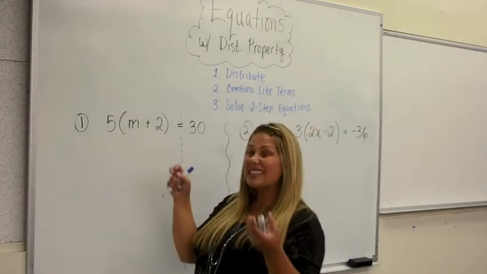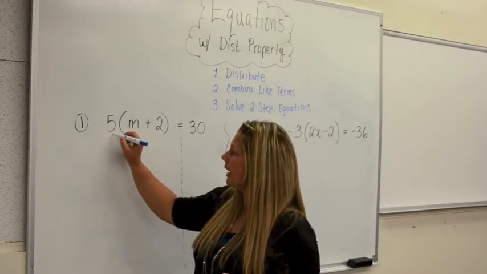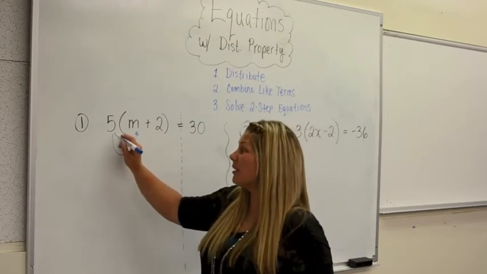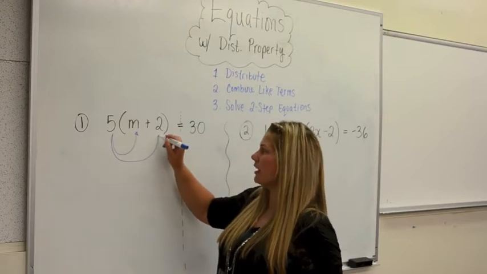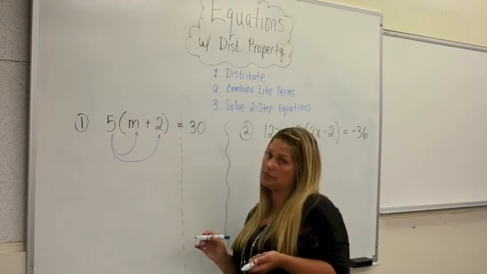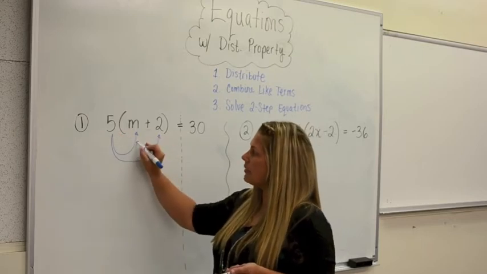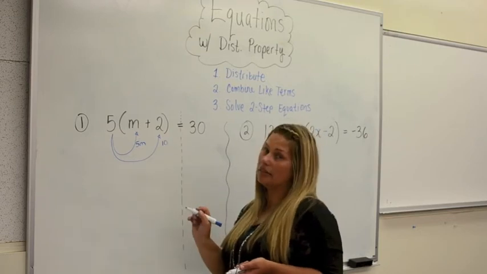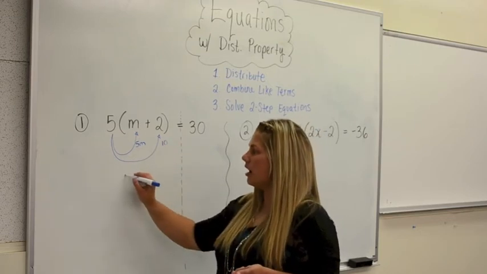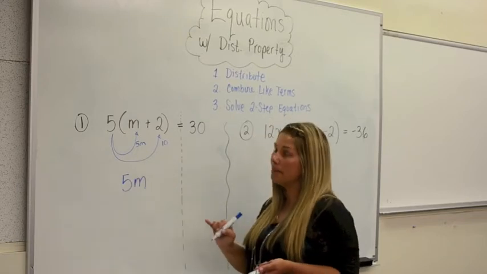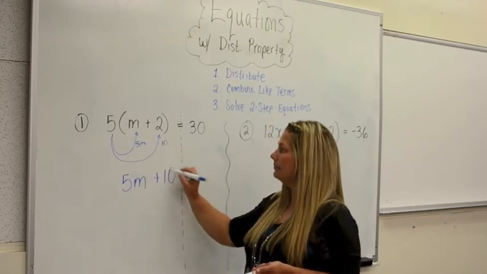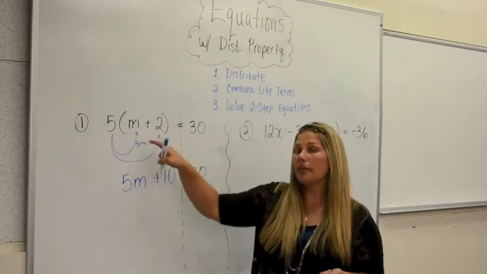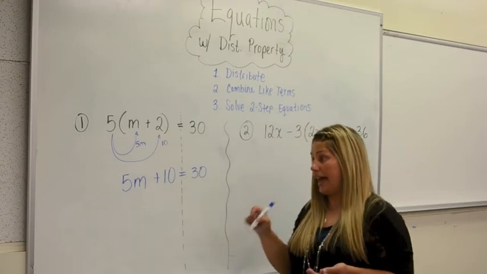So since the 5 is touching the parentheses, we just have to multiply 5 times the m, but it's touching the parentheses, so we have to multiply everything in the parentheses, so we also have to multiply 5 times 2. So 5 times m, we get our 5m, and 5 times 2, we get our 10. So on the left side of our equation, all this becomes is 5m plus 10, and we still have that equals 30. All we're doing is combining what's already there on the left side.